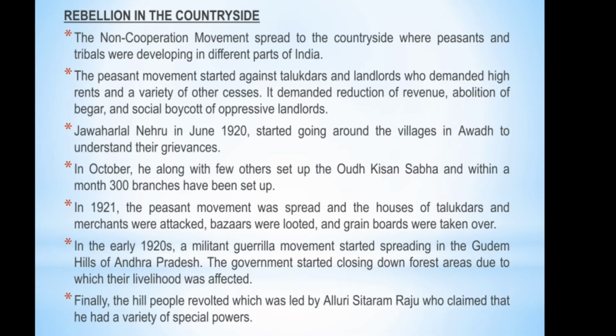Jawaharlal Nehru in June 1920 started going around the villages in Oudh to understand the grievances. In October, he, along with a few others, set up the Oudh Kisan Sabha, in which Baba Ramchandra played a vital role in bringing out the Kisan Sabha and helping the farmers. He also organized nai-dhobi bandhs and stopped washermen and barbers from serving the landlords. In 1921, the peasant movements spread and the houses of talukdars and merchants were attacked. Bazaars were looted and grain hoards were taken over.